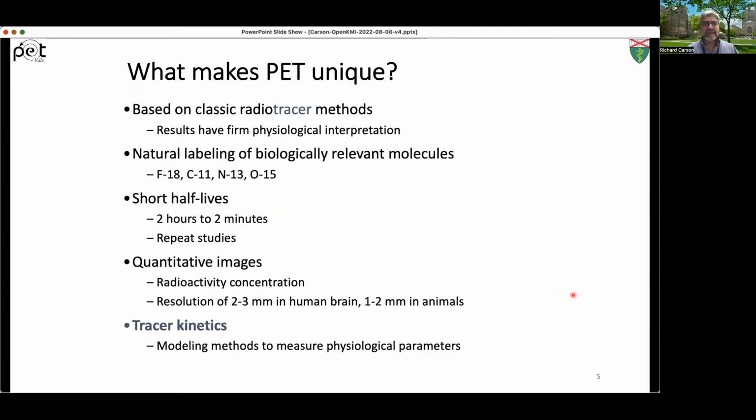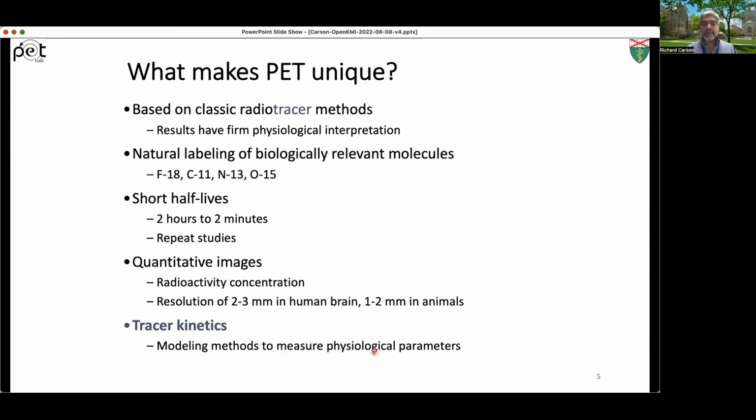And PET is very unique because it is based on the classic radiotracer method, because we're using small quantities of radiopharmaceuticals. We're not altering the biology. We're fortunate to have isotopes that are easily labelable, and any chemist should forgive me for that one. The half-lives are practical, especially with fluorine and carbon, 2 hours and 20 minutes. Our scanners produce quantitative images. We're doing those great assays of radioactivity.